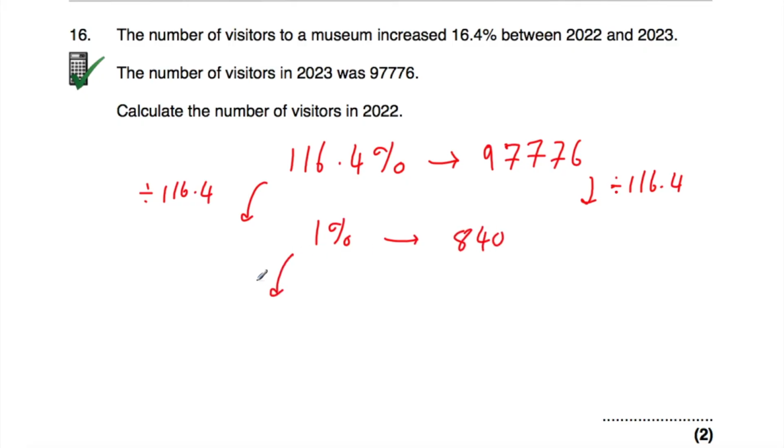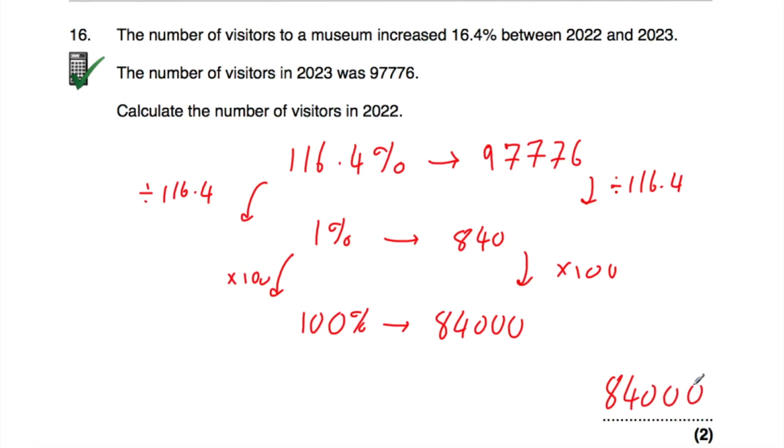Now we want to find 100%. So let's multiply by 100 and let's multiply by 100. And if we multiply both of these numbers by 100, we'll find 100%, what we're looking for, the number of visitors in 2022, and that's equal to 84,000. So the museum had 84,000 visitors in 2022, and that's it.